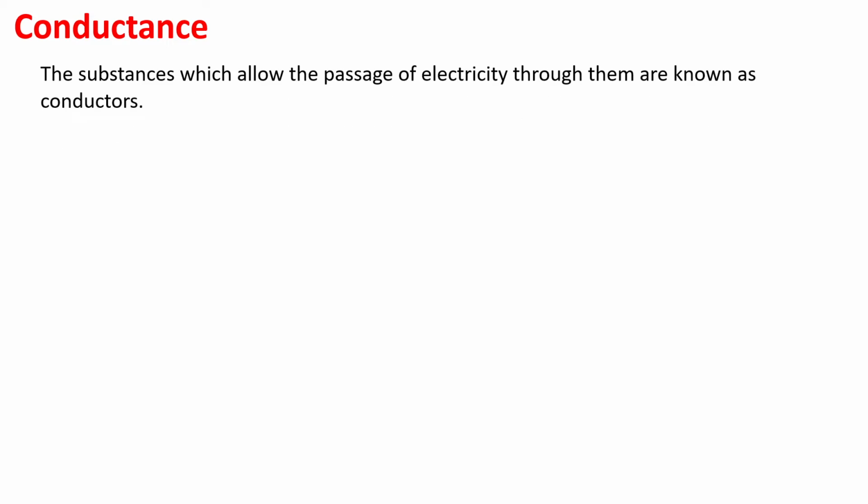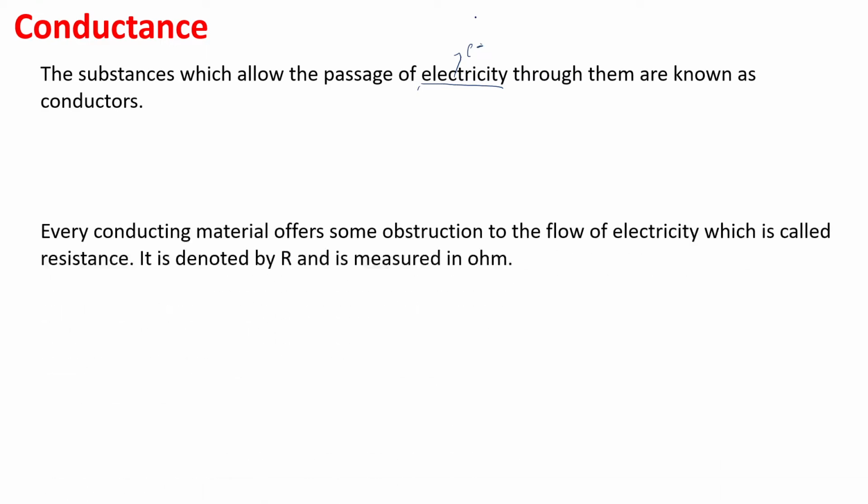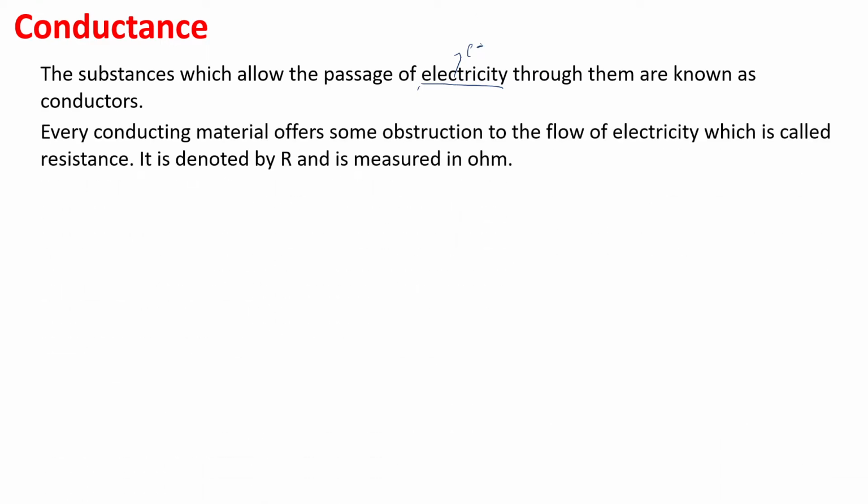For the conductance, as we know, the substances that allow the passage of electricity through them are known as conductors. Electricity is basically the flow of electrons. Every conducting material offers some obstruction to the flow of electricity. If electrons are moving, there will be some resistance to that.